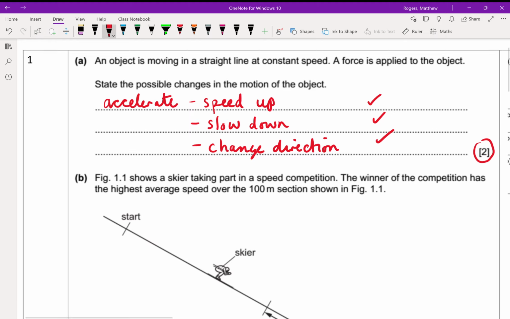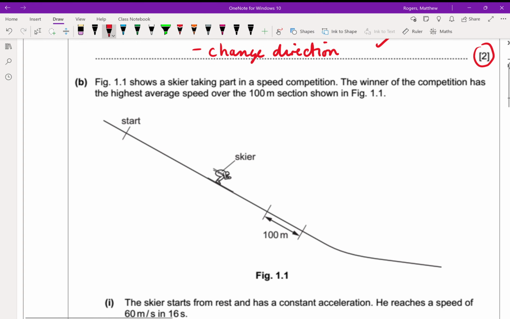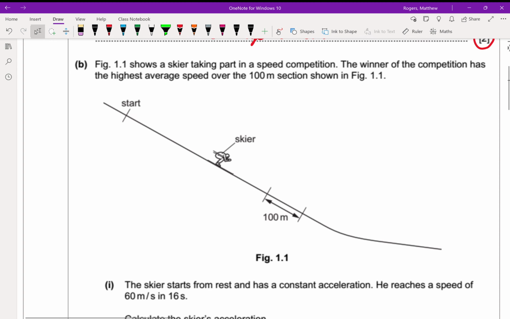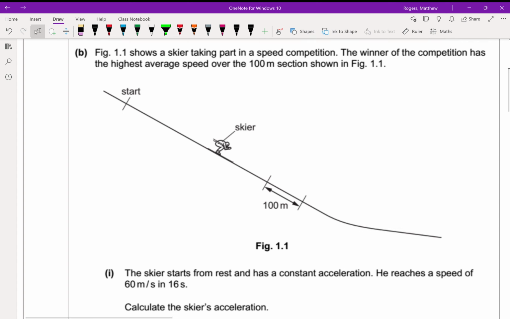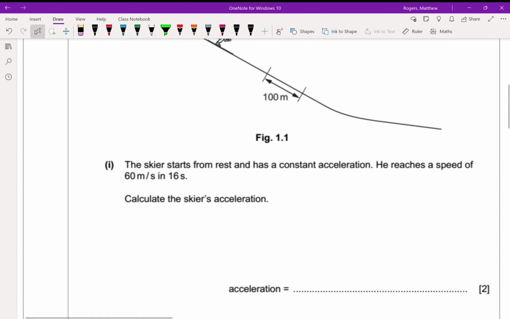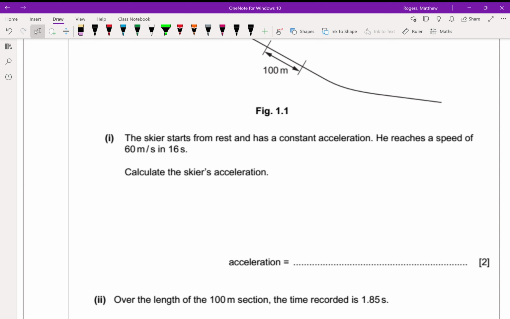2 marks. Part B, figure 1.1 shows a skier taking part in a speed competition. The winner of the competition has the highest average speed over the 100-meter section shown in figure 1.1. The skier starts from rest and has a constant acceleration. He reaches a speed of 60 meters per second in 16 seconds.